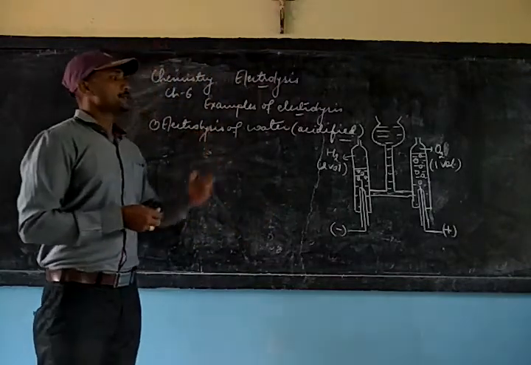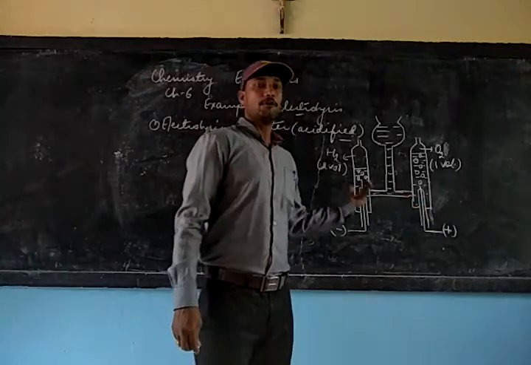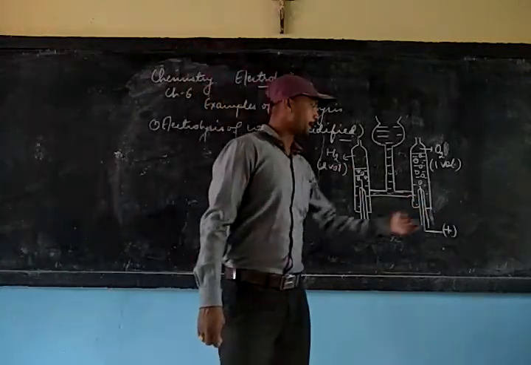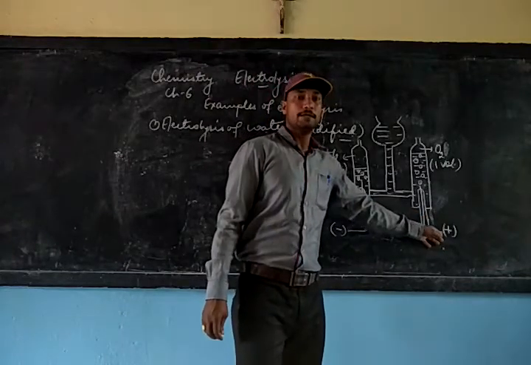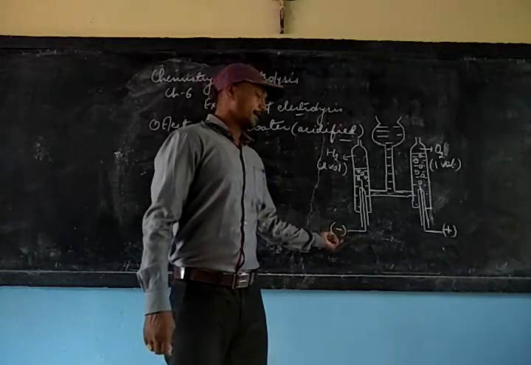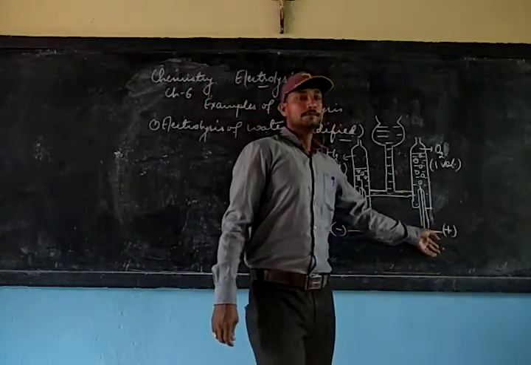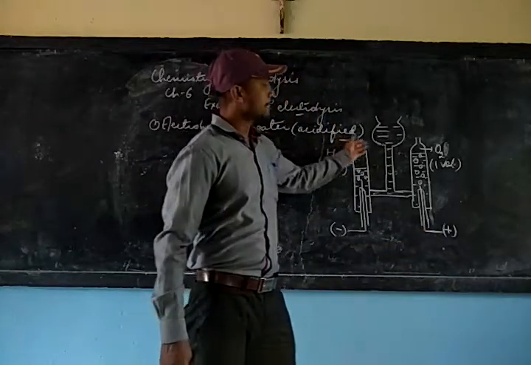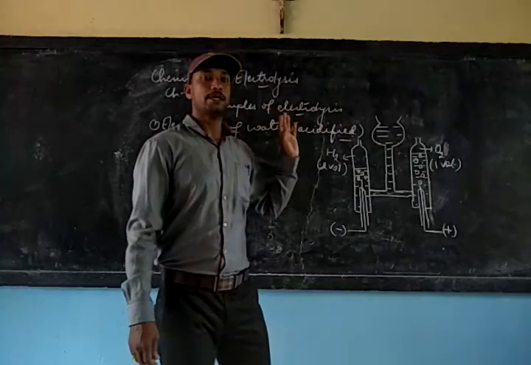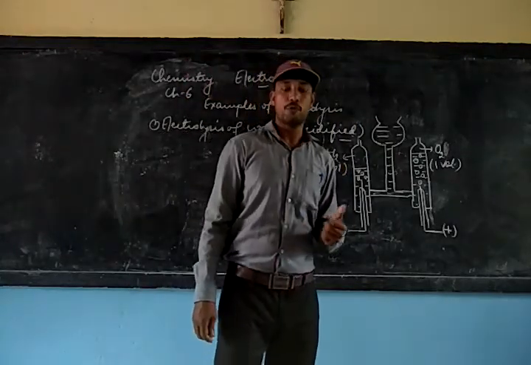Now, when we pass current to it, you can see the two electrodes are taken, which are made of platinum, connected to the negative terminal and positive terminal of the battery, making the first electrode the cathode and the second electrode the anode. In these two containers you find the gases being released, that is hydrogen and oxygen gas, collected in the ratio 2:1.